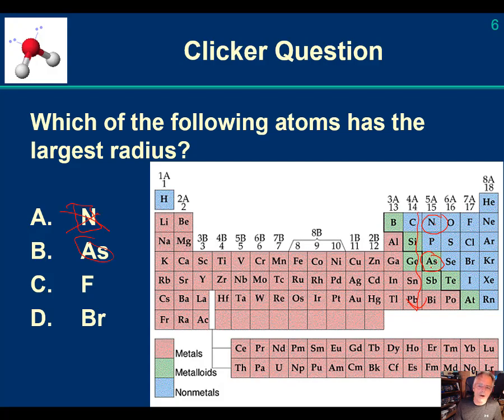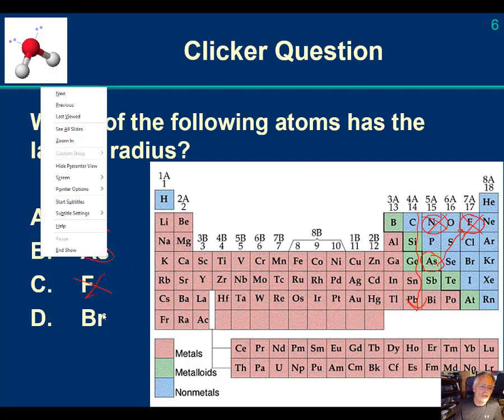Now let's compare arsenic to fluorine. Well, here's fluorine way up here. It's both higher and it's further to the right, so fluorine is definitely smaller than arsenic, so fluorine loses. Nitrogen's already lost. Fluorine loses. Arsenic is still the winner. So we cancel fluorine. Now we're going to compare arsenic to bromine.